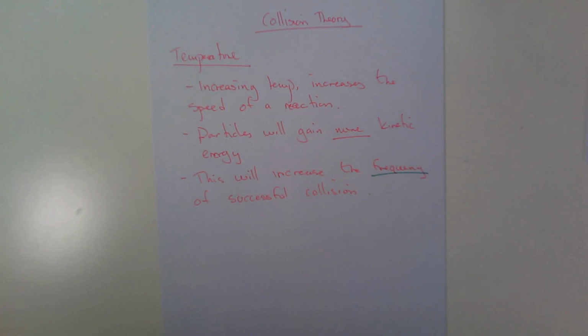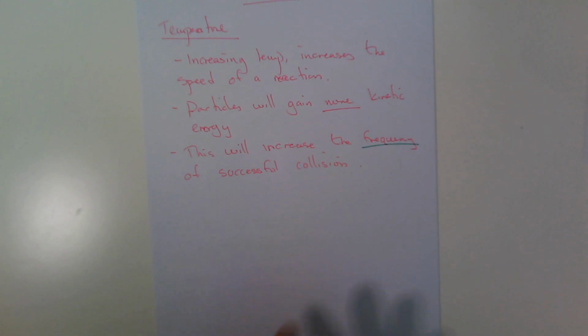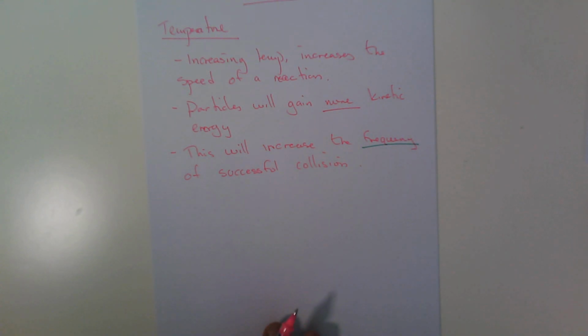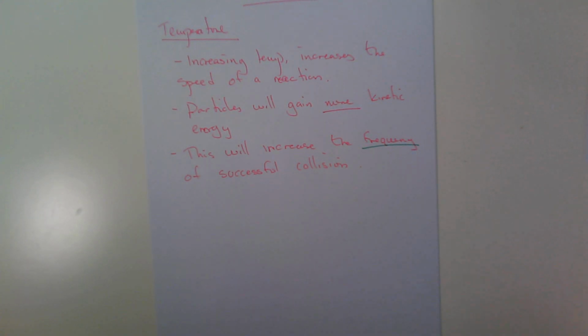Okay, now this frequency is really important. If you don't use that word, you often don't get the mark. You've got to talk about the frequency, or the fact that there's an increase in collisions per second, but frequency is an easier term to use to describe that. So that's usually a 3 marker. Increasing temperature speeds up the reaction, more kinetic energy, more frequent successful collision, faster rate of reaction.